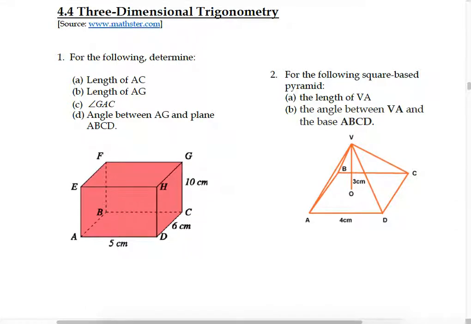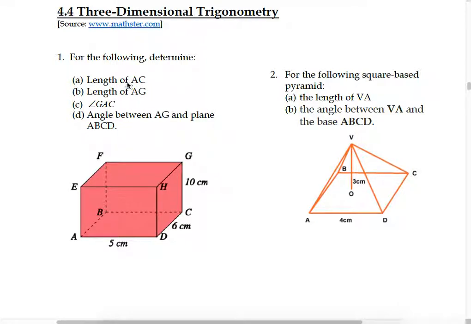Hello students, we are going to look at this three-dimensional trigonometry question from your packet. Number 1, we have a cuboid with the side lengths 5, 6 and 10 centimeters. Just to make it easy for us to imagine, I'm going to use GeoGebra.